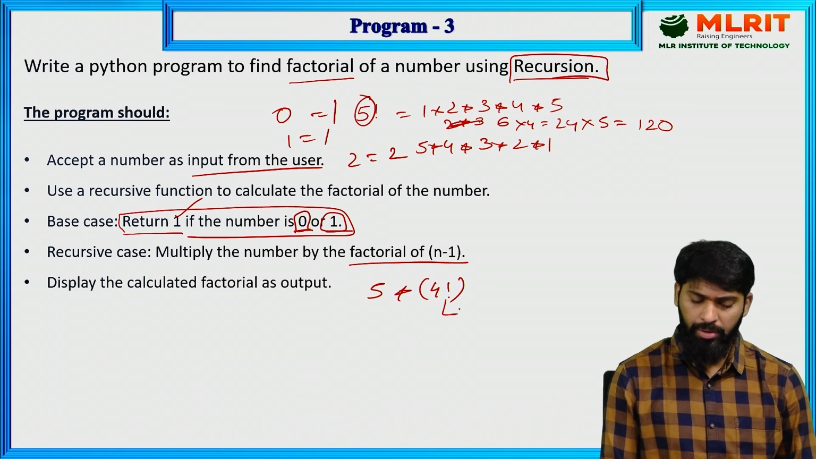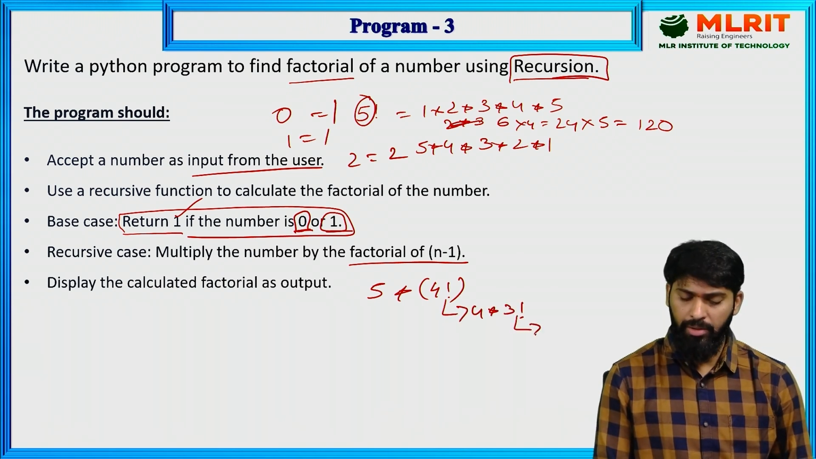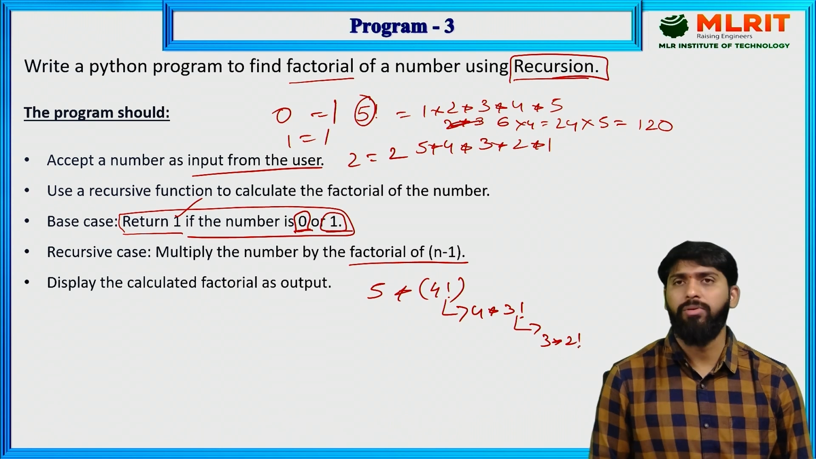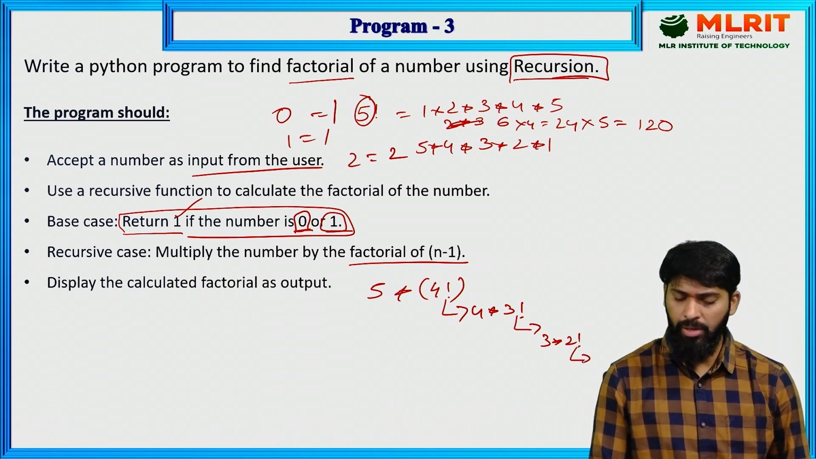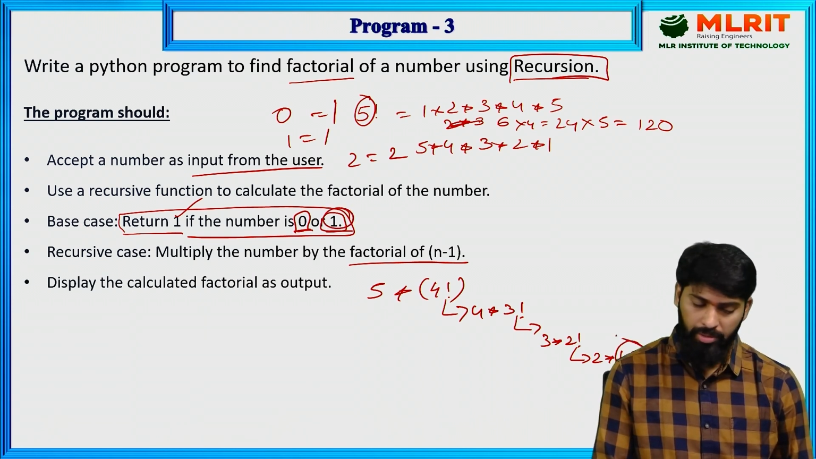For 4, 4 into 3 factorial. For 3, 3 into 2 factorial. For 2 factorial, 2 into 1 factorial. Here we mentioned the base case: if it is a 1, then return 1. So 2 into 1, that is a 2, that is written here.